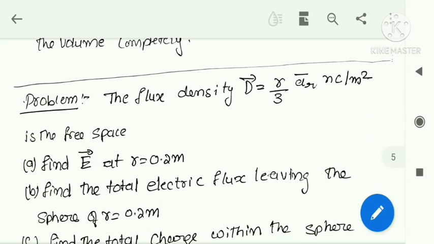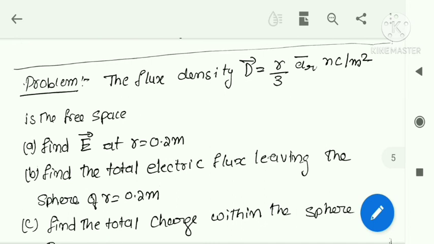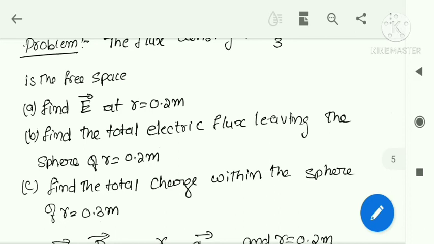Next we'll go for a problem. The flux density D is equal to r by 3 a_r nanocoulomb per meter square in free space. Find E at r is equal to 0.2 meter, that is the electric field at r equal to 0.2 meter. Find the total electric flux leaving the sphere at r equal to 0.2 meter, and find the total charge within the sphere of r equal to 0.3 meter.